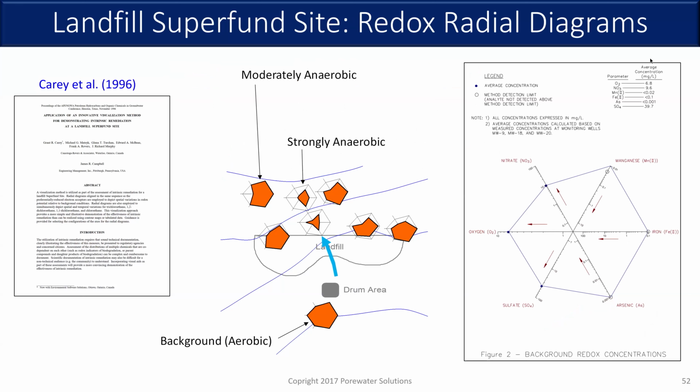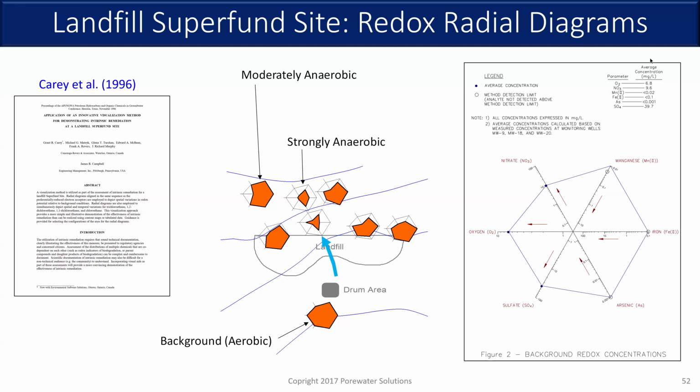And if you just look at nitrate, for example, it is an electron acceptor, and so is oxygen. And you see those axes, the arrows show concentrations increase away from the origin to the outside of the radial diagram. And then manganese and iron, those are produced during biodegradation. They're byproducts. And those axes are in the opposite direction. So under aerobic conditions, they're low concentration. As they increase, concentrations move towards the origin.